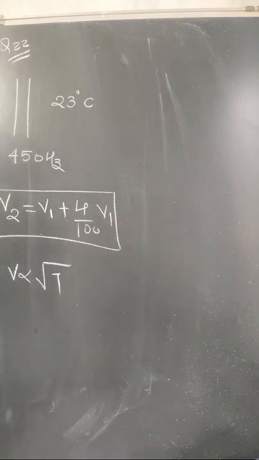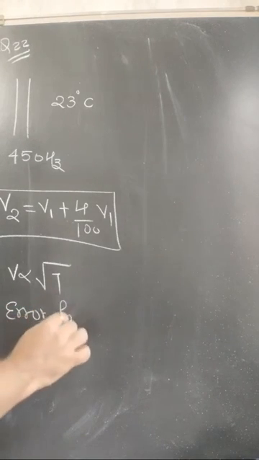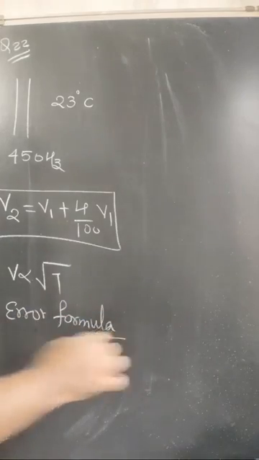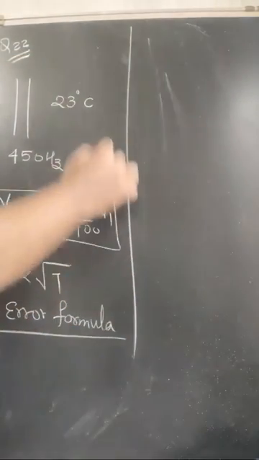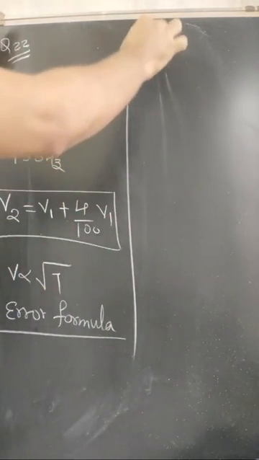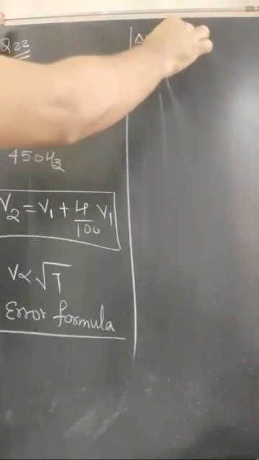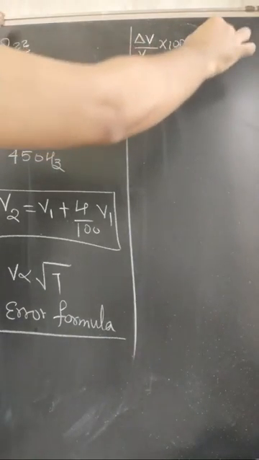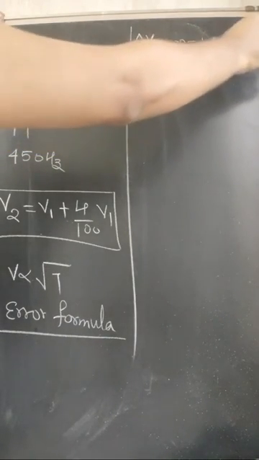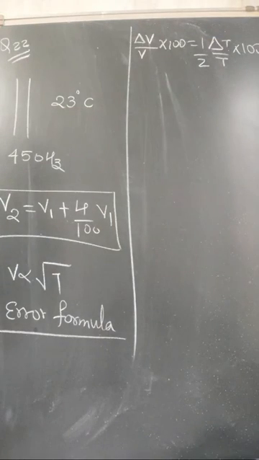Got it? Now tell me. Velocity is proportional to root of temperature. So we can use the error formula and we can say that delta V upon V into 100 is half delta T upon T into 100, correct? We have used the error formula, students.